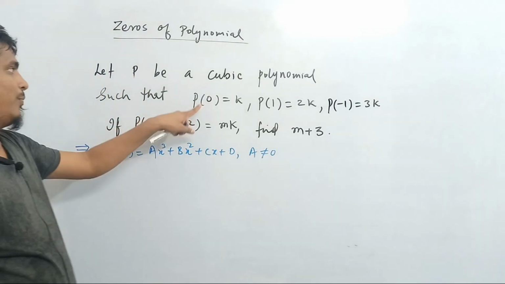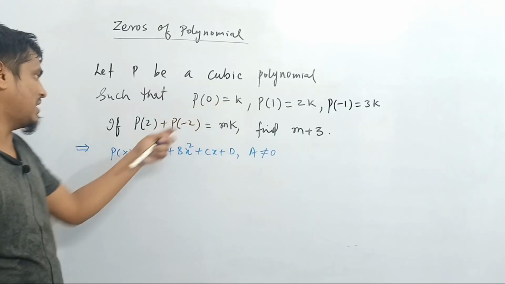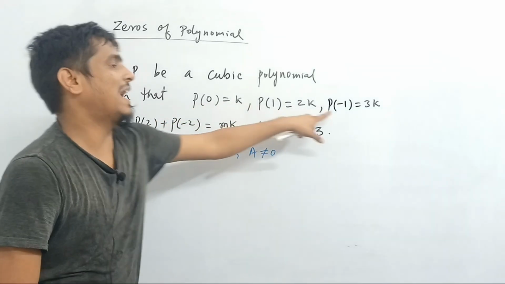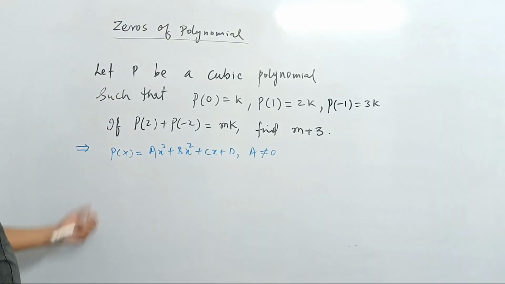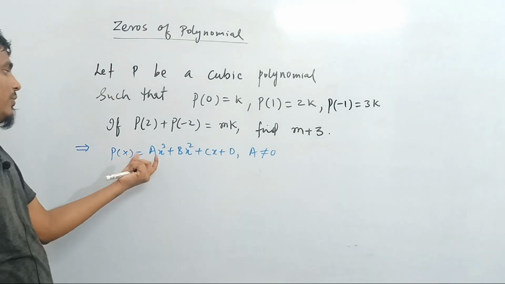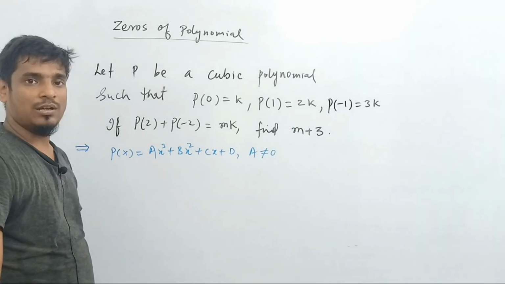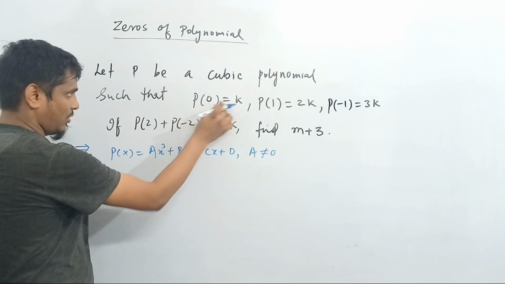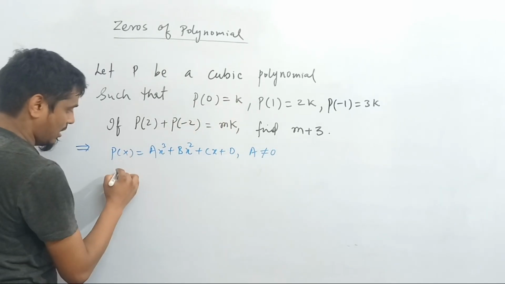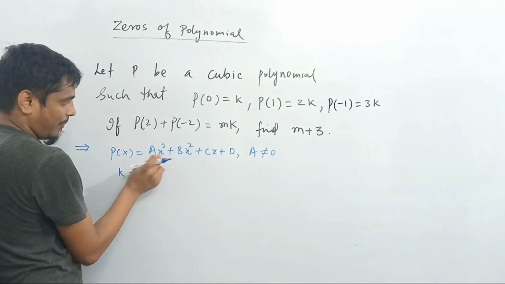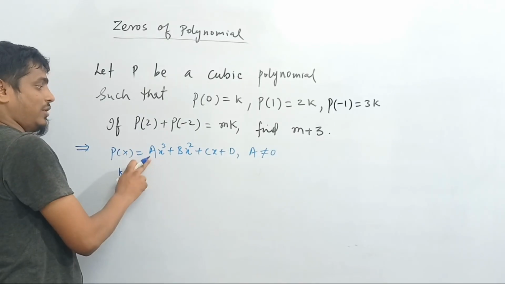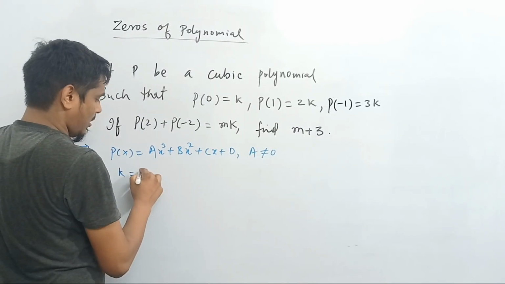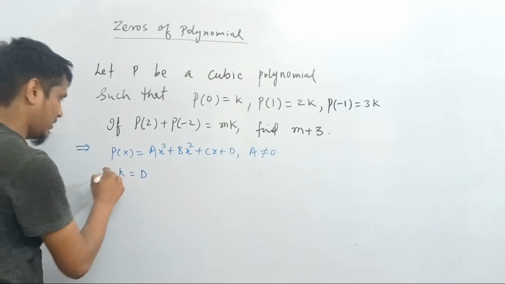Now as the value of p at 0 is k, we just have to substitute the values x is equal to 0, 1 and minus 1, and then we'll get some equations in a, b and c as well as d. So first substitute the value x is 0. When we put x is 0, then p(0) is equal to k. So k is equal to, now if you put 0 over here, 0 power 3 means 0 into a is 0, this is also 0, this is also 0, only the constant term will be there, so k is equal to d. So this is the value of d.